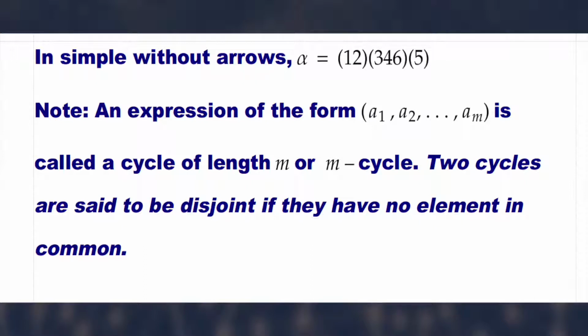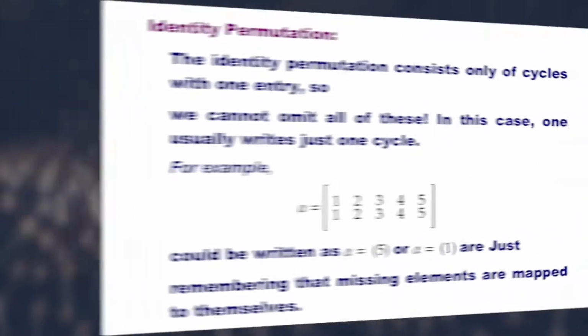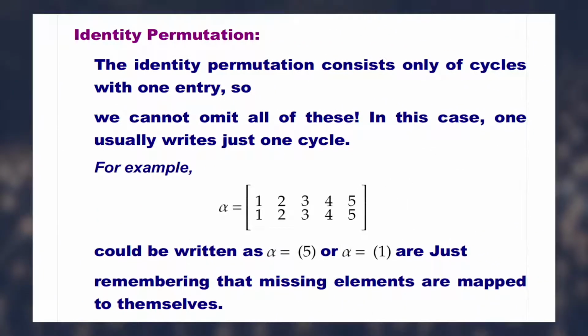Here, notice an expression of the form (alpha 1, alpha 2, ... alpha m) is called a cycle of length m or m-cycle. Two cycles are said to be disjoint if they have no element in common. We know that every group should have an identity element. So here the identity of permutations is the identity permutation. The identity permutation consists only of cycles with one entry, so we cannot omit all of these. In this case, one usually writes just one cycle.